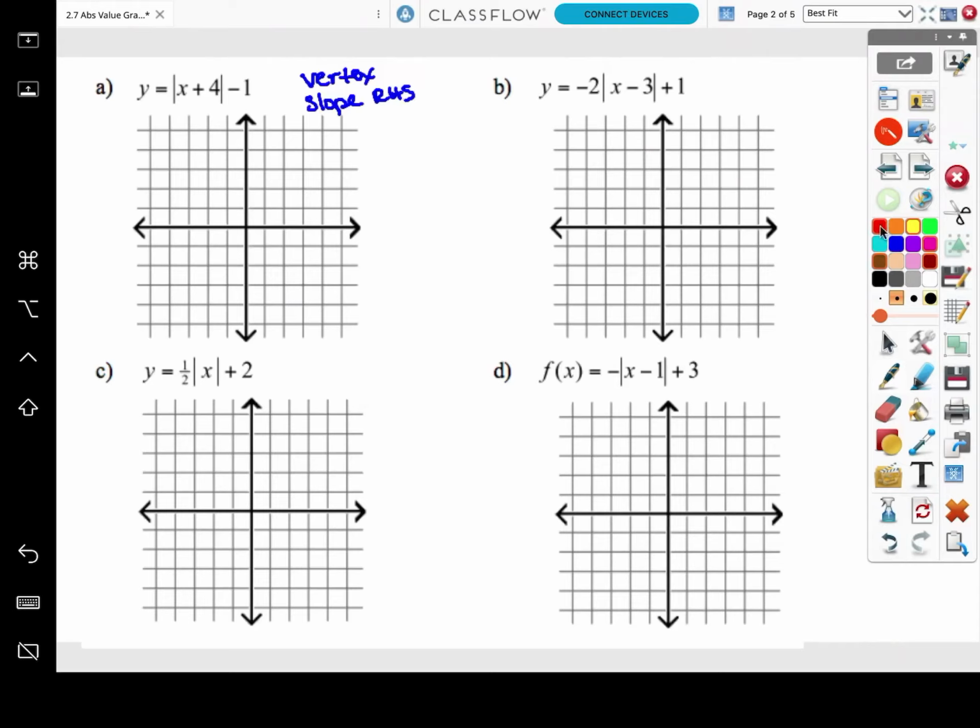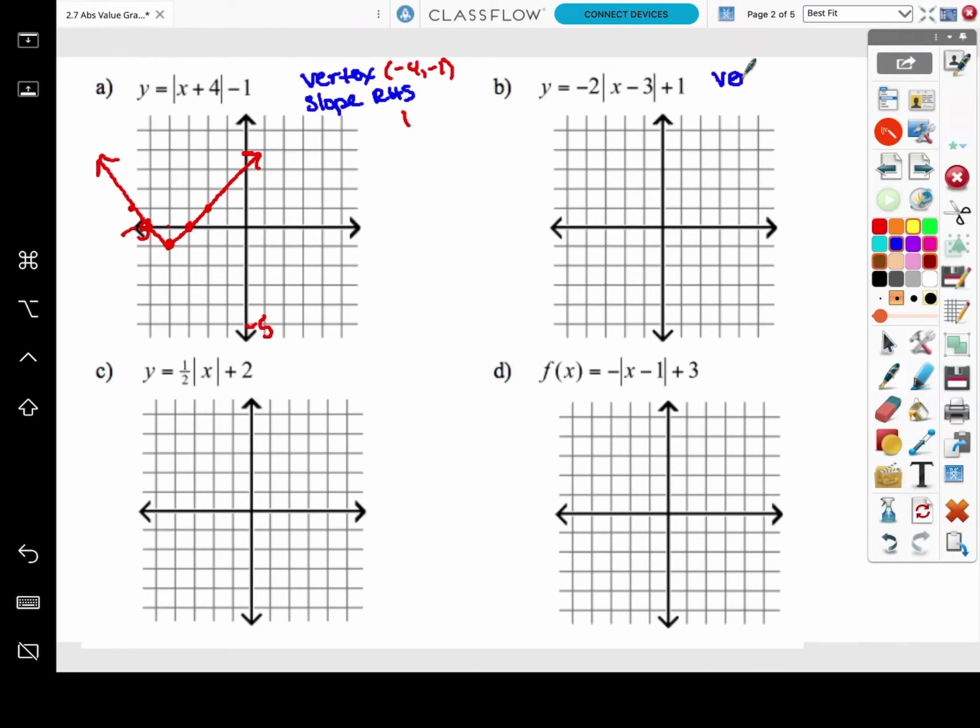RHS, right hand side. Okay, so the vertex in that first one is going to be -4, -1, and the slope of the right hand side will be 1. So I'm going to find -4, -1, and the slope of the right hand side is +1, so up 1, right 1, up 1, right 1. Got to get the other side in there too. So your graph should look like that. Super cool.